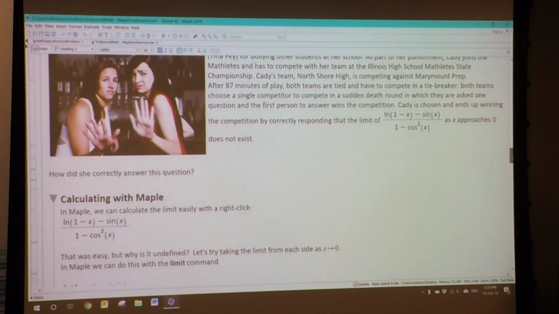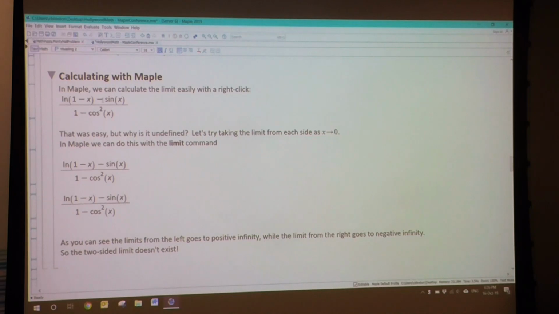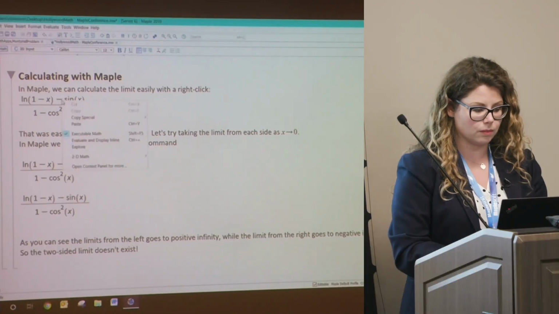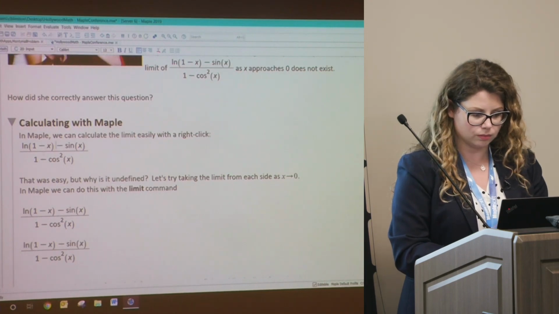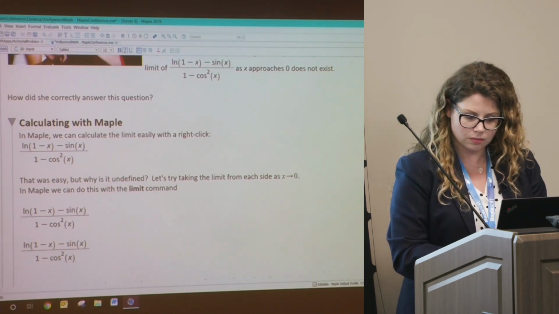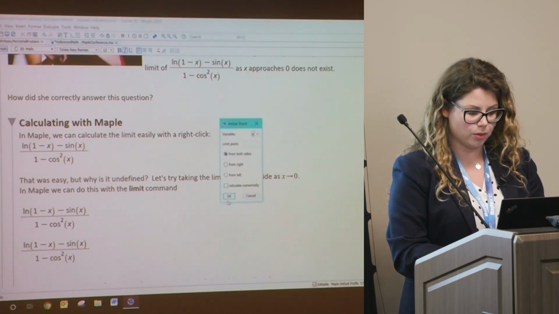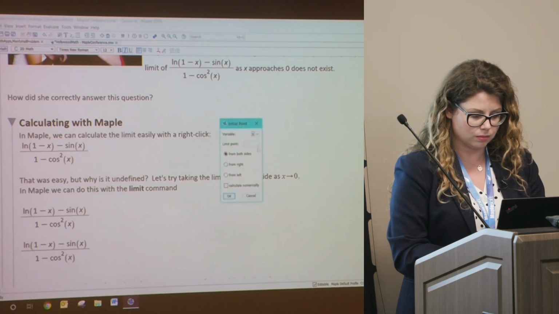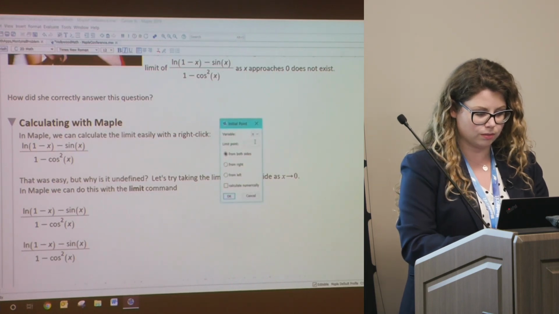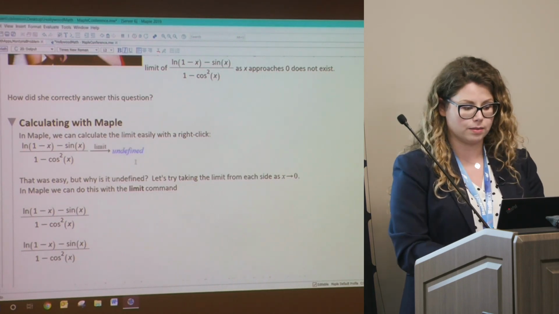So calculating this in Maple, we can calculate the limit easily with our context panel. Limit from both sides. Limit point to 0. Limit is undefined.